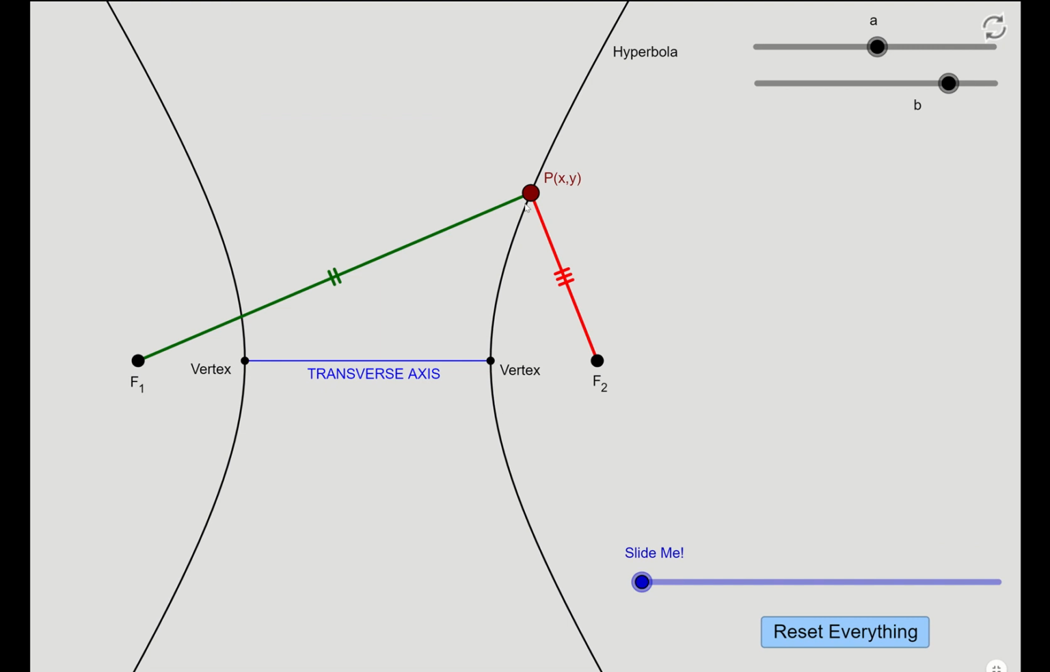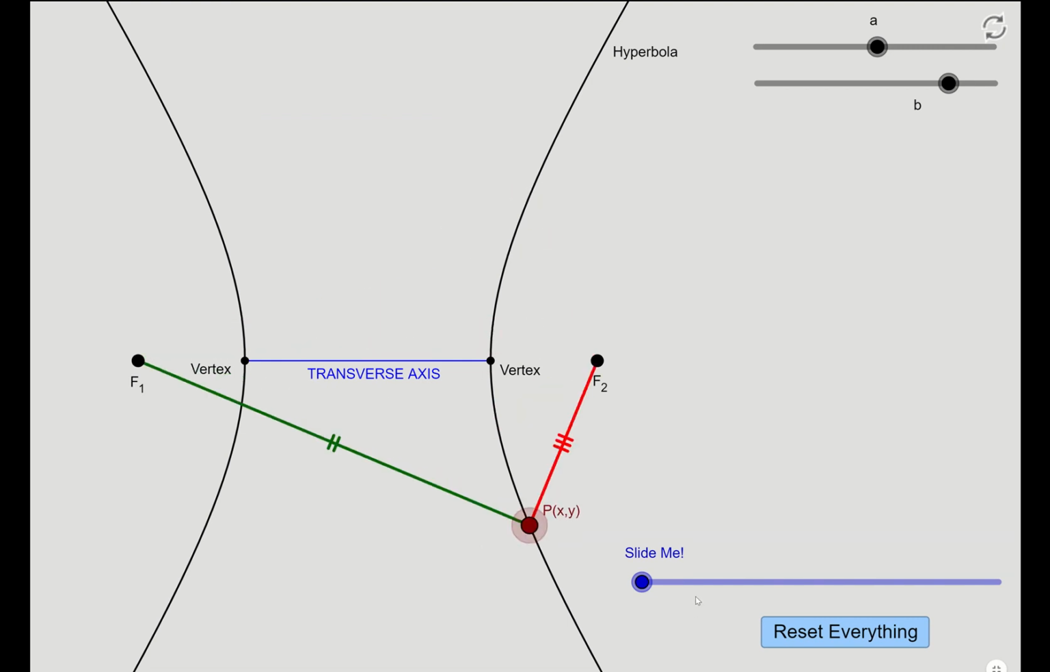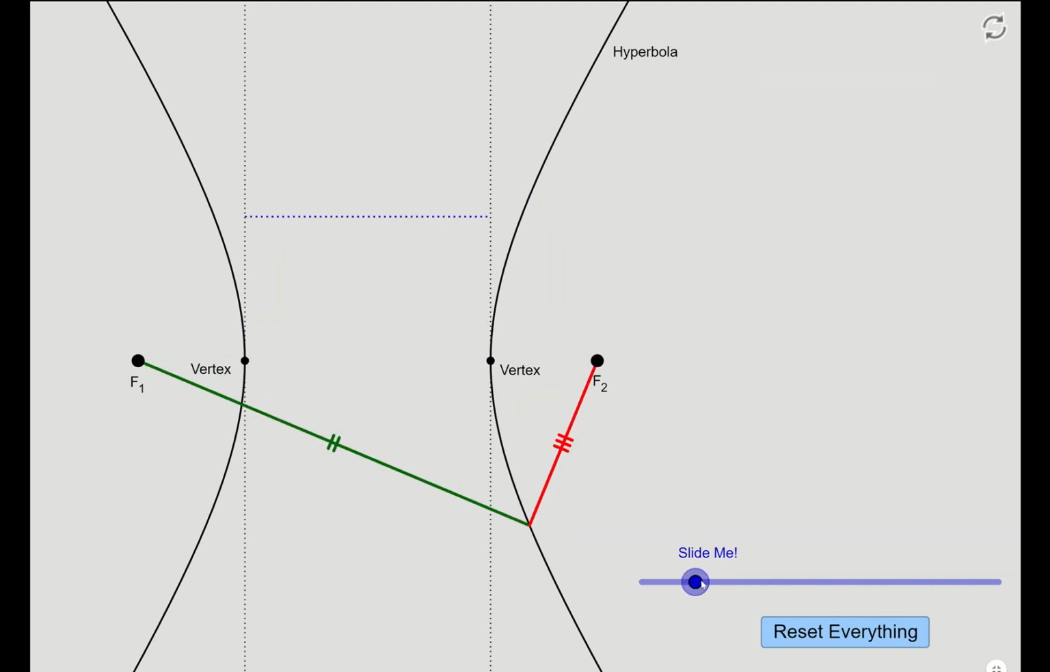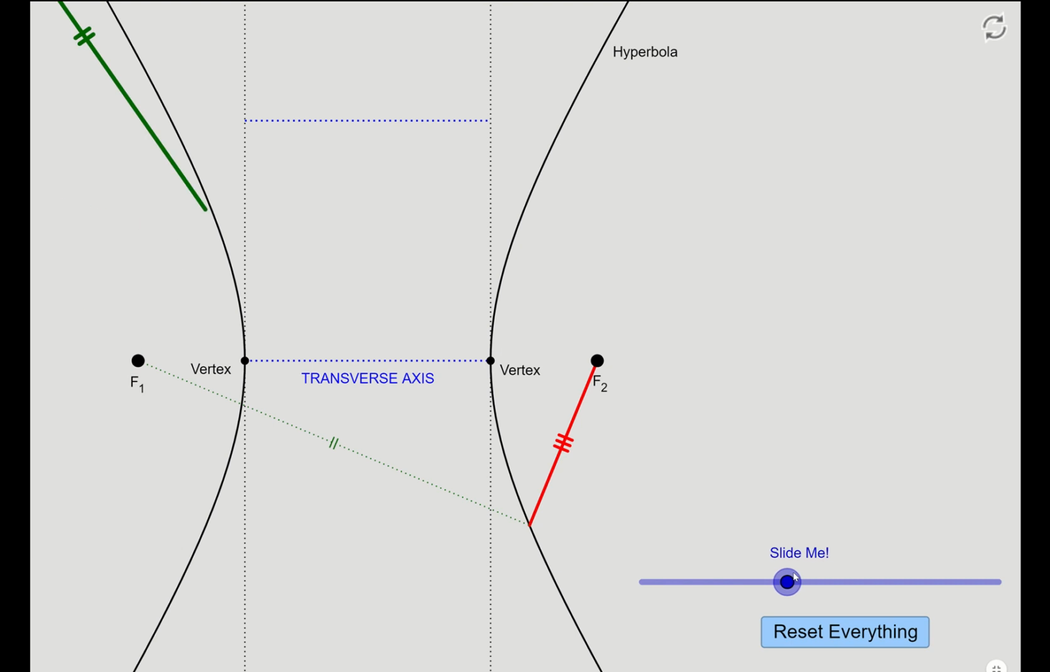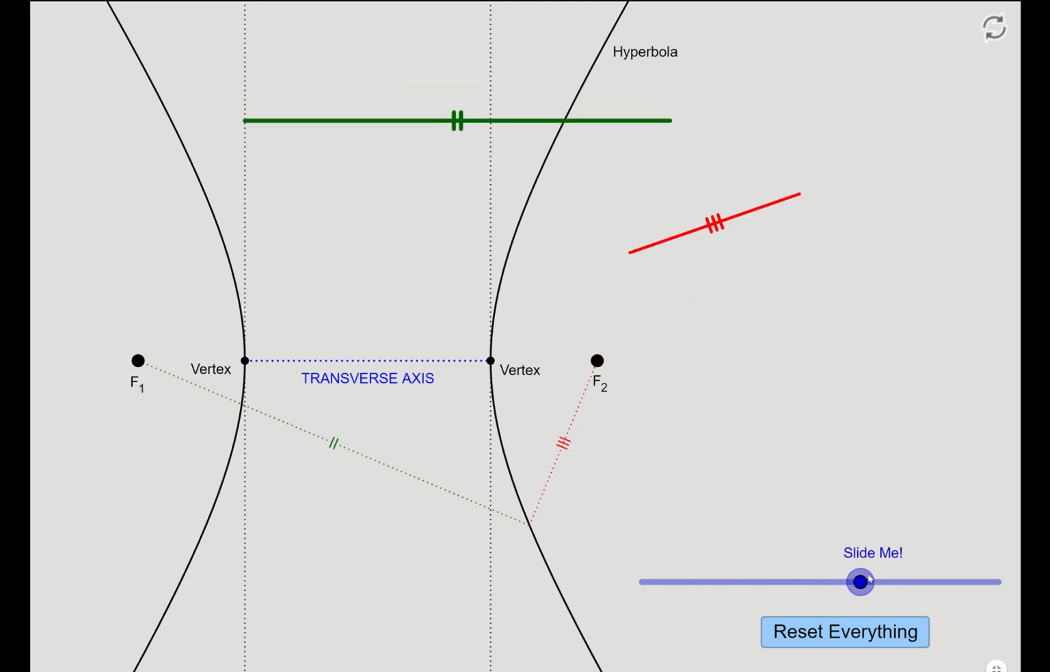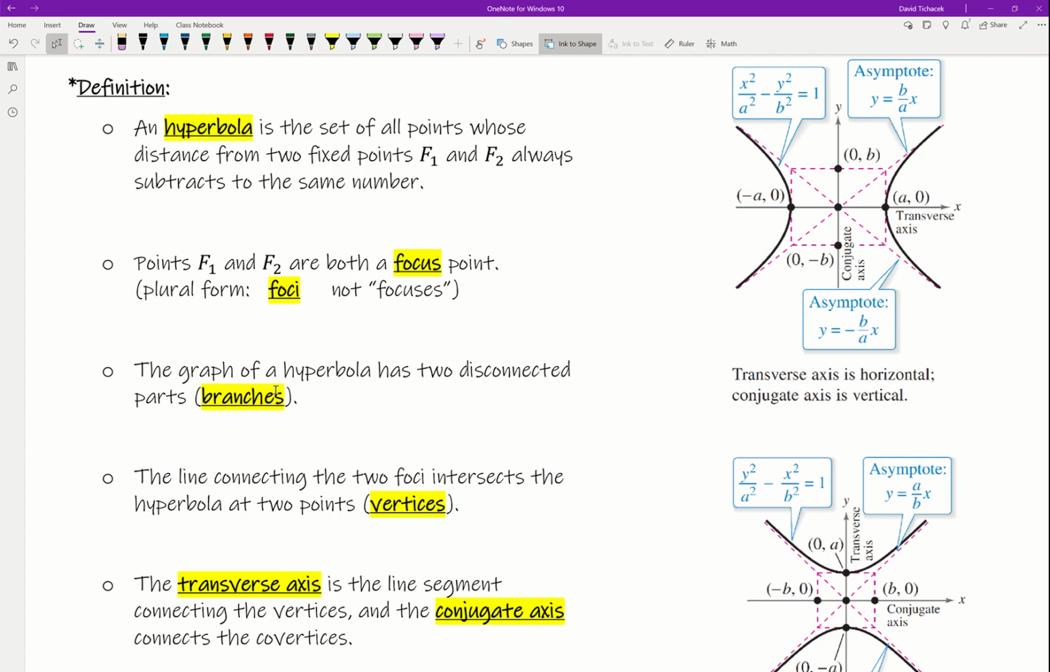If I reset everything here and move my point to a different place, we'll demonstrate this one more time. We're going to take that transverse axis, a copy of that green distance, and a copy of that red distance, and you can see that it works out perfectly, okay? And so that is what makes the shape of a hyperbola the distinct shape that it is. It's the collection of all points where the difference of their lengths from the foci is always constant, and that constant length is the length of that transverse axis, okay?